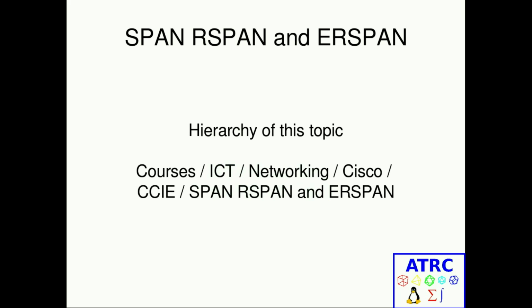This topic is a part of ICT networking. Inside that we have got Cisco networking. Inside Cisco we have got a certification called CCIE, and this is where we would place it as a topic inside CCIE.